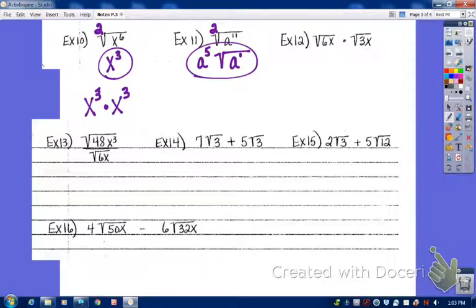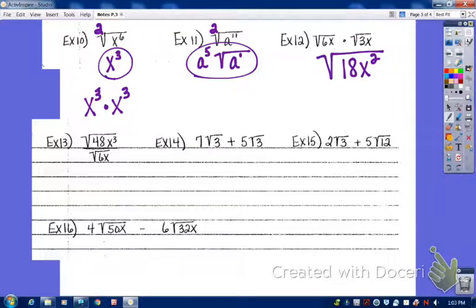All right, example 12, we're actually multiplying 2 square roots together. We can do that. We just have to put the answer back underneath the square root. So what's 6x times 3x? 18x squared. So we can multiply 2 square roots together. We just have to put our product back underneath the square root.